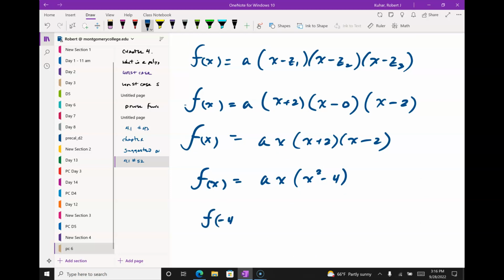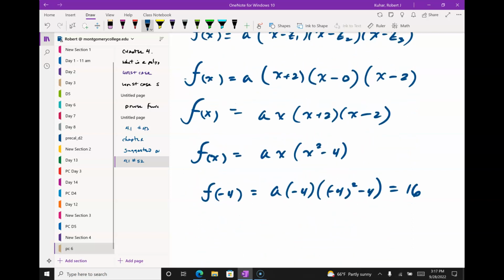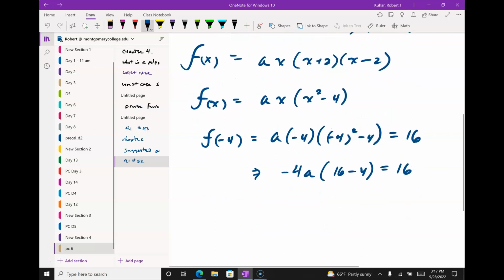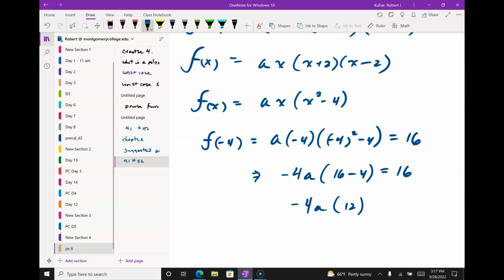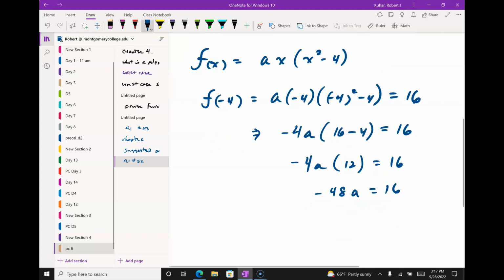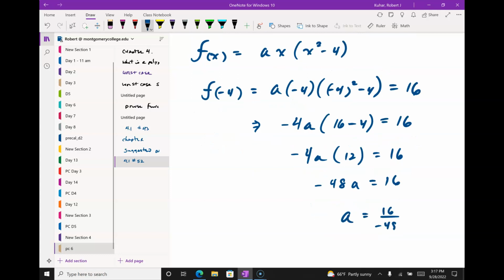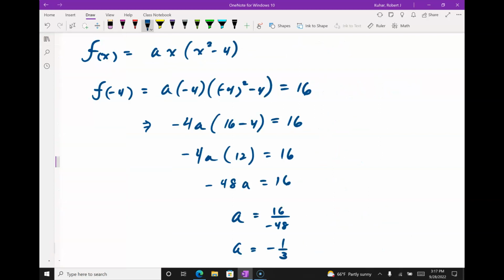So I have to put in negative 4, and I should get out 16. I put in the -4 for every x, and what I should get out is the y value of 16. So I get -4a. Help me. What's -4 squared? 16. So I get -4a times 12 is 16. So -48a is 16. So a is 16 over -48, which is what, -1/3? Is that true? Yeah.